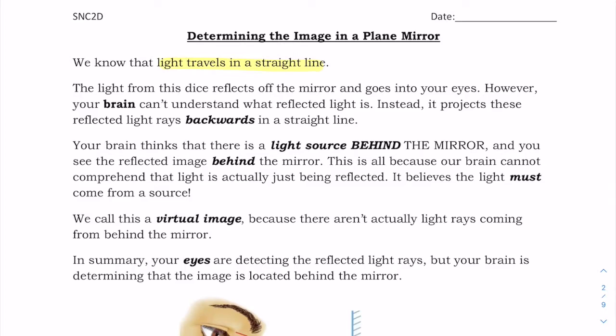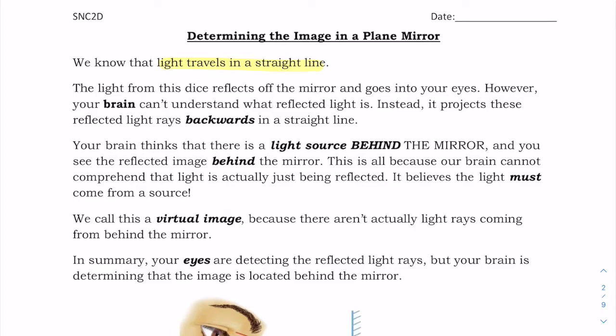But as I mentioned before, our brains can't understand what reflected light is, so what it does is projects those reflected rays of light backwards to make it appear like it's coming from a source. Alright, so it's a trick. Our brains think that there's a light source behind the mirror, and we see the reflected image behind the mirror, but as you know, in reality, there's nothing behind the mirror.